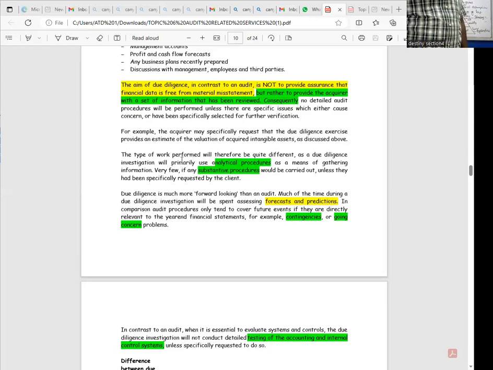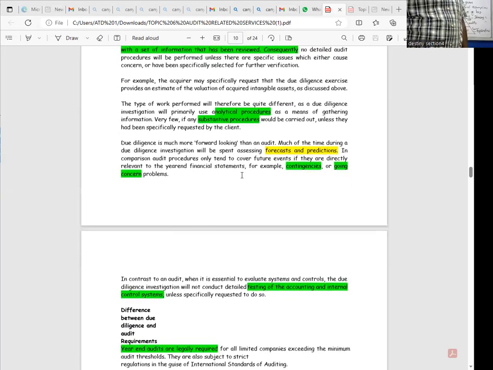The type of work performed will therefore be quite different, as due diligence investigation will primarily use analytical procedures as a means of gathering information. Very few, if any, substantive procedures will be carried out unless they have been specifically requested by the client. So due diligence is much more forward-looking than an audit. Much of the time during a due diligence investigation will be spent assessing forecasts and predictions.